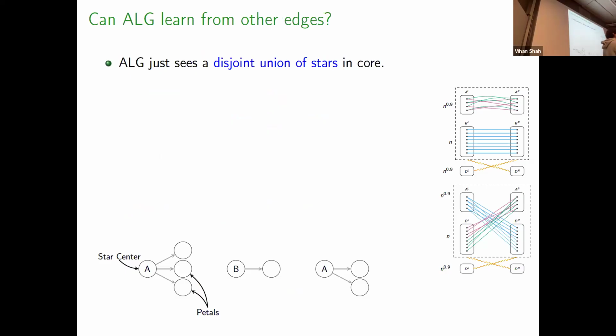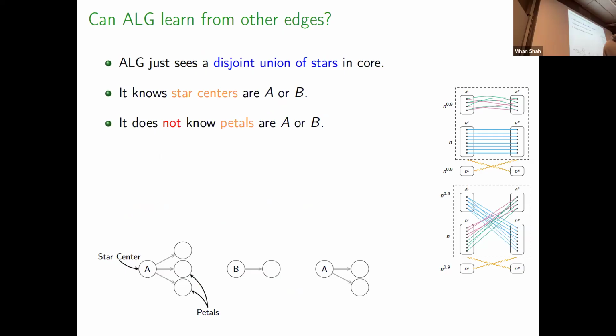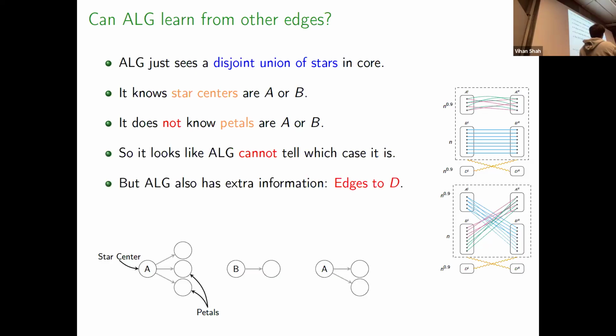But the point here is now let's just believe we have the disjoint union of stars. I know the star centers are A or B, but I don't know if these petals are A or B. And this is what's going to tell me intuitively that we don't know if it's yes or no. But this is not the only information the algorithm gets. The algorithm is also going to see edges to D, and maybe it can use this extra information to distinguish the cases.